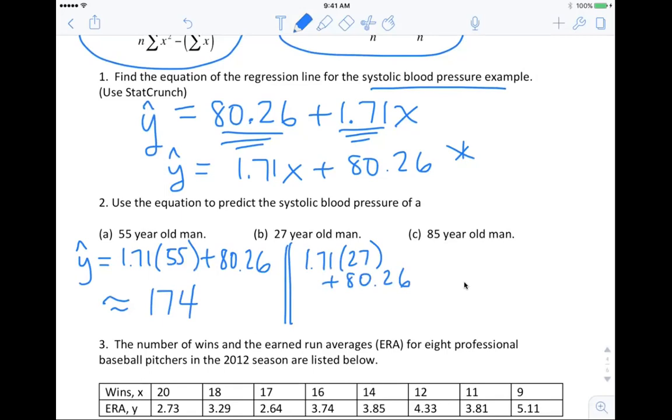That's about 126. Okay, so that's pretty straightforward. When I get to this part C, it says predict the blood pressure of an 85-year-old man.